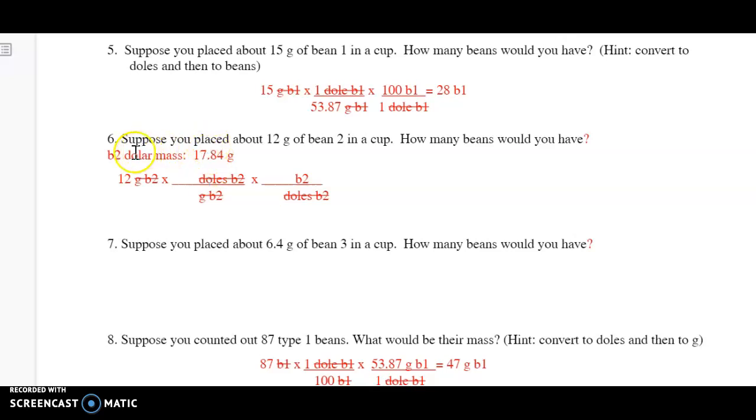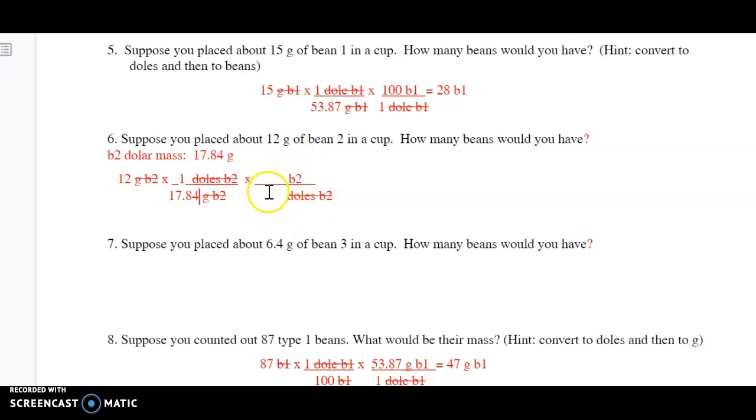And it's right here. Okay, the dole mass of bean 2, that means the mass of 1 dole is 17.84 grams. So I just said it's 1 dole, so we put the number 1 up there. Okay, that's how many doles. And down here is the mass in grams, 17.84. All right. So when you're dealing with the molar mass, you're going to take that number from the periodic table. All right. We still have to fill in the numbers for this conversion, and this is just the definition of doles, between doles and numbers.